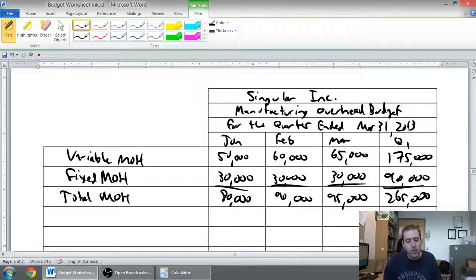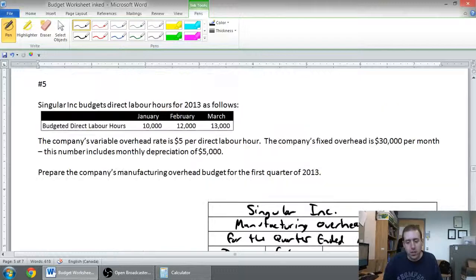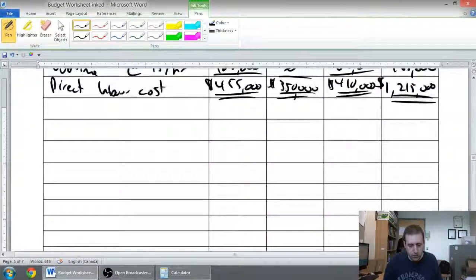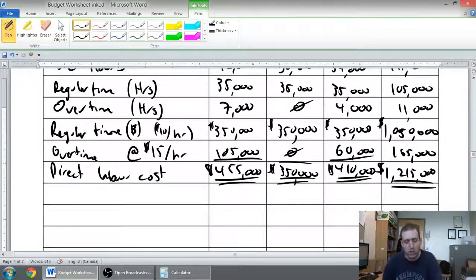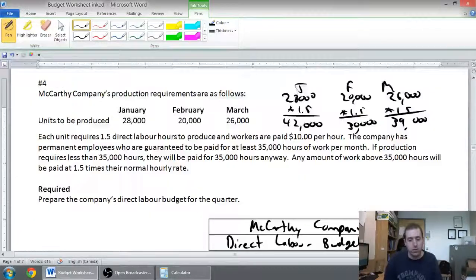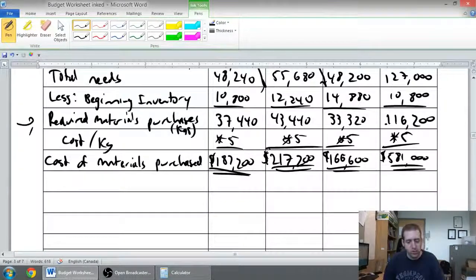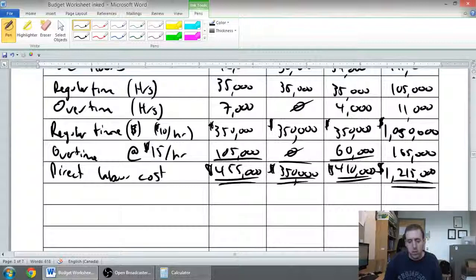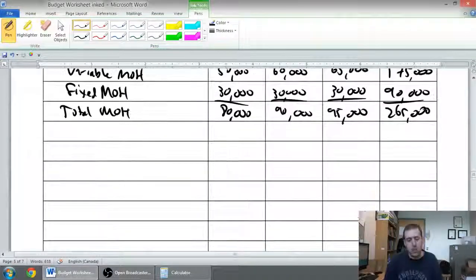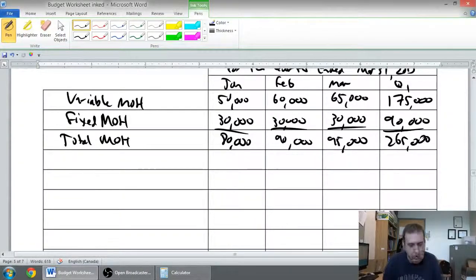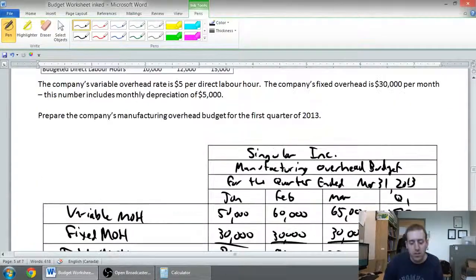There's only one other thing we may want to consider, and that is at the bottom, a lot of these budgets we've learned how to prepare. It's like our direct labor cost in dollars, how much we're going to pay out in terms of labor. When it was materials, we did the cost of materials purchased. So what we might want to do at the bottom is actually to figure out how much money we're going to spend on overhead. And the reason they tell us this little bit about depreciation is because we know depreciation, no money changes hands. It's a non-cash expense.